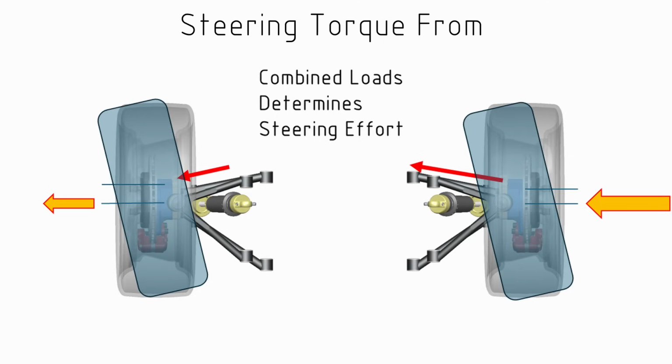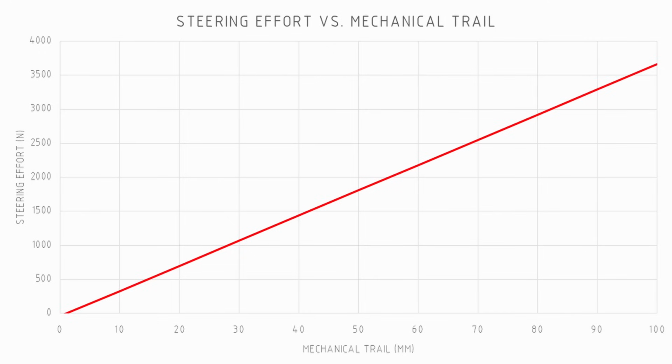This means in order to keep the tires turned, the driver is going to have to apply a torque to the steering wheel that overcomes the torque from these lateral loads. Now, just looking at this as the difference between these steering tie rod loads, we can see that the steering effort increases almost linearly as mechanical trail increases.